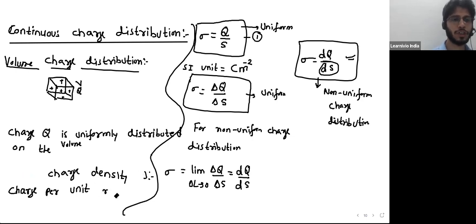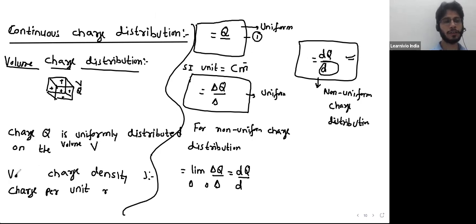Volume charge density is charge per unit volume. I will not use sigma, I will not use S. The unit will change. So charge Q is uniformly distributed on the volume V. Next, what I need is the volume charge density, which is rho. This is charge per unit volume. Rho is Q over V.